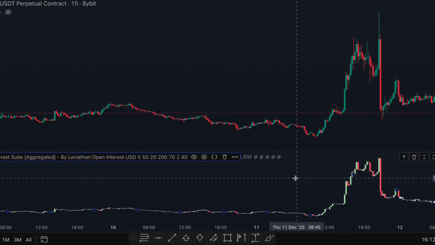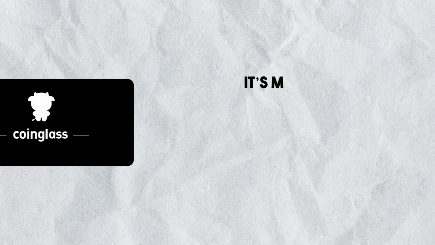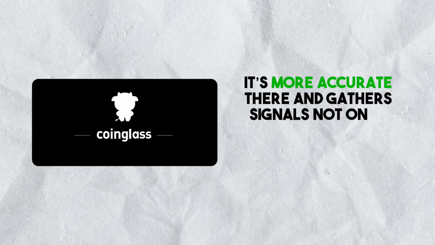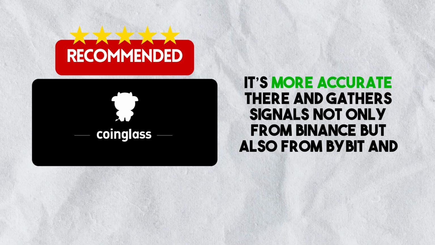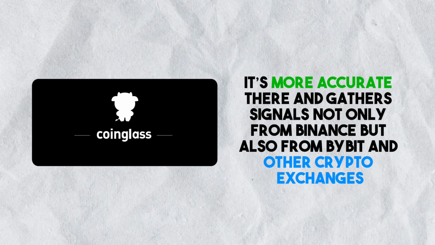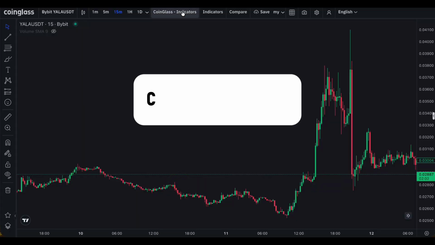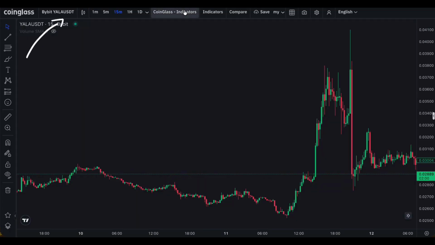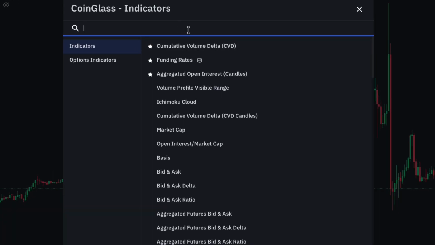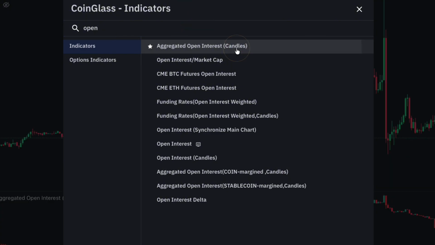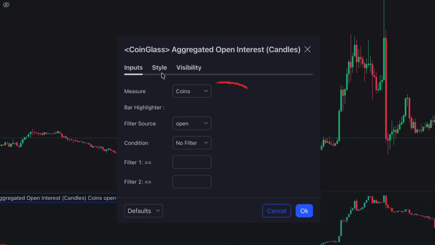I personally use the open interest indicator on Coinglass, as it's more accurate there and gathers signals not only from Binance but also from Bybit and other crypto exchanges. Simply go to Coinglass, choose a coin, click here and choose this indicator. Go to Settings and set the measurement to dollars.